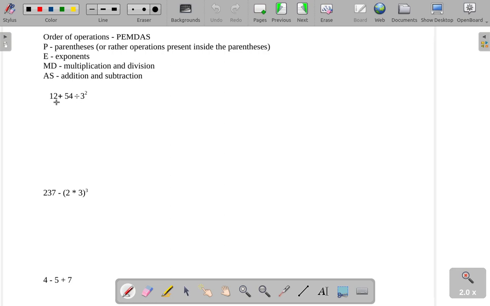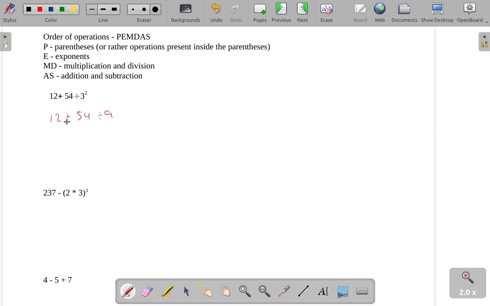So let's just do a few examples. In this example, we have addition, we have division, and we have an exponent. So between those, the exponent is definitely the thing that will come first in the order of operations. So I'll go ahead and say 12 plus 54 divided by 9. I couldn't do addition or division yet. I have to wait until this stuff over here is resolved.